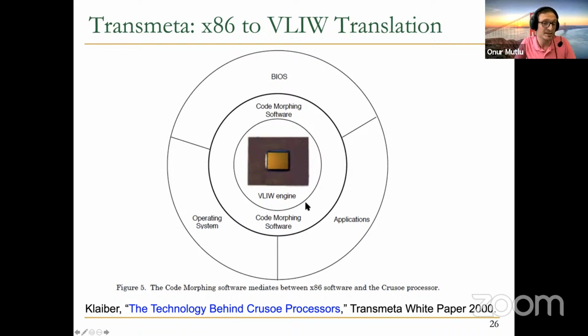And VLIW was a very good target for them because VLIW simplifies their hardware, which enables them to build very nice hardware and also, at the same time, take advantage of the binary translation mechanism to do code scheduling. Essentially, what they have is a just-in-time compiler that compiles x86 code into an internal VLIW processor.